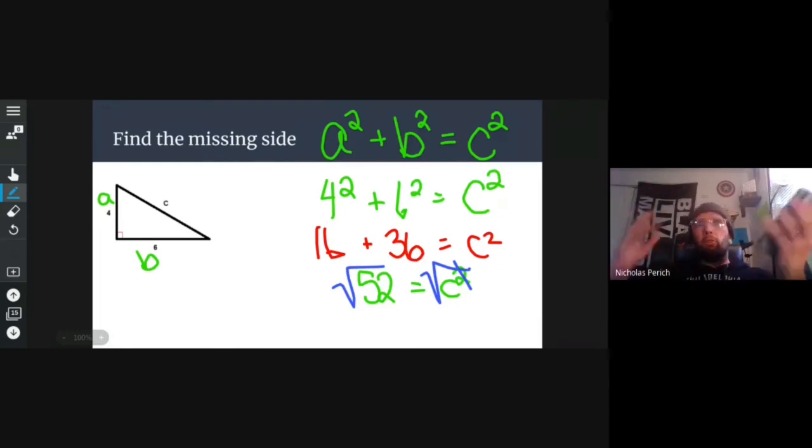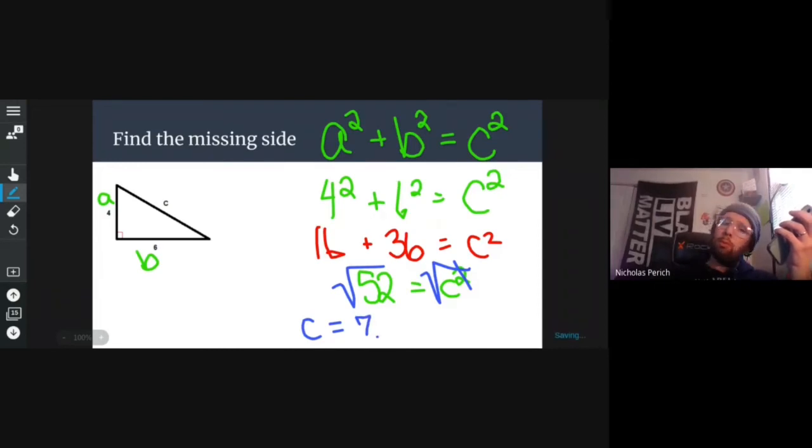So let's just round it to whatever the series says I can round it to. So C equals square root of 52. The square root of 52 is approximately 7.2111. So 7.2111 it is. Feet, meters, nothing.